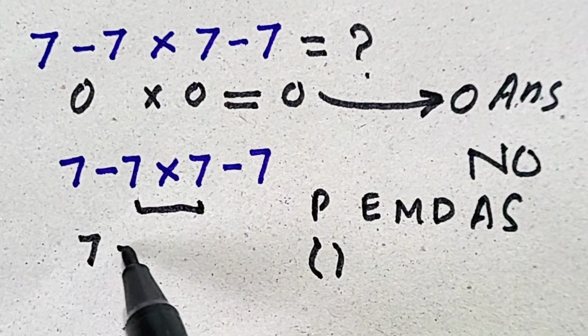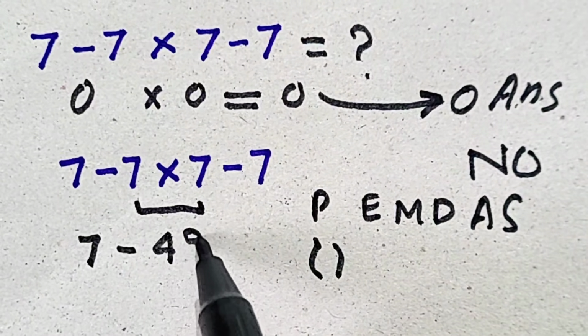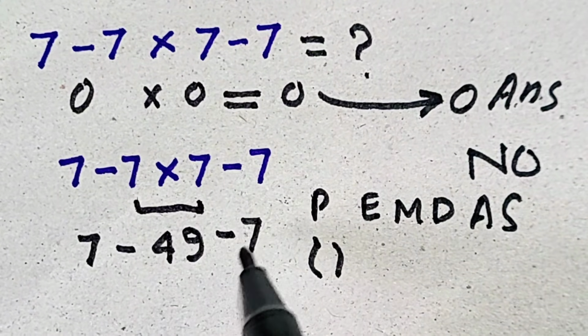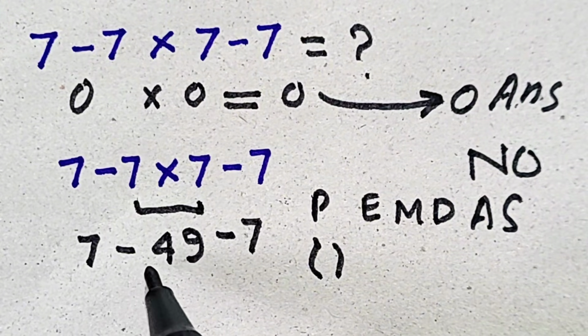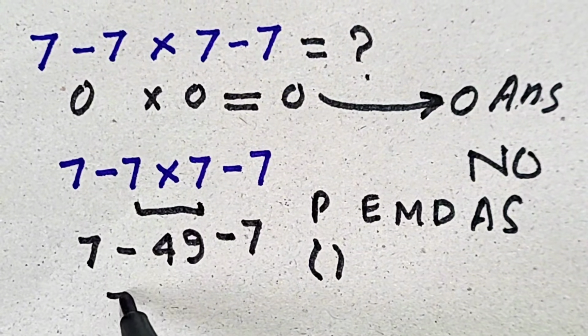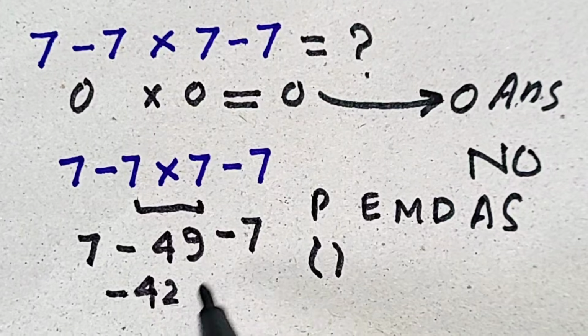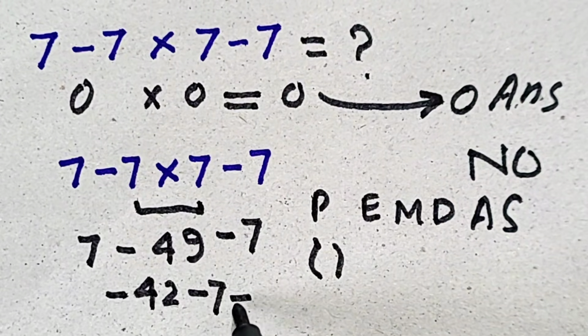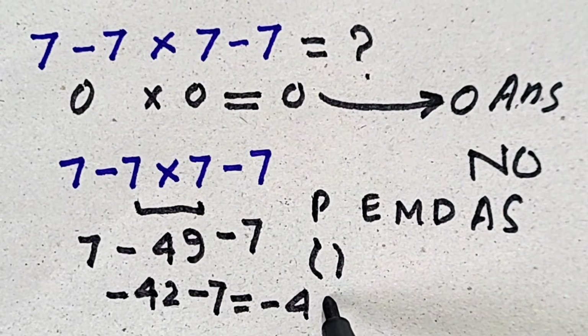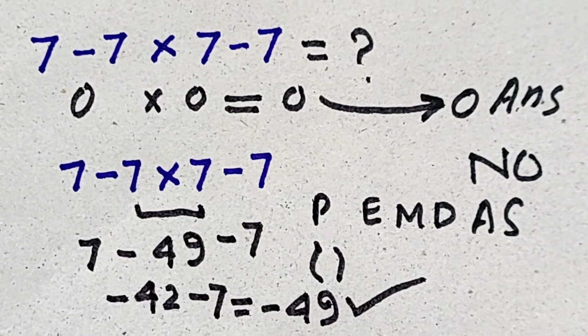So 7 minus, it will become 49 and it is minus 7. 7 minus 49, we will get minus 42, and it is minus 7. So finally we will get minus 49. That will be our answer.